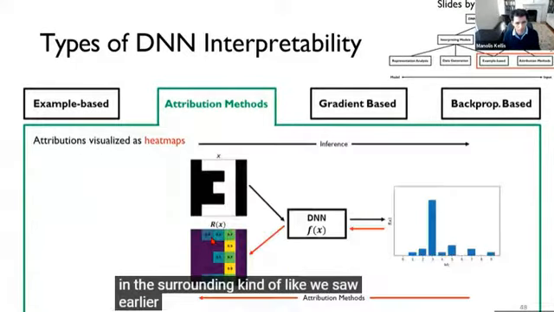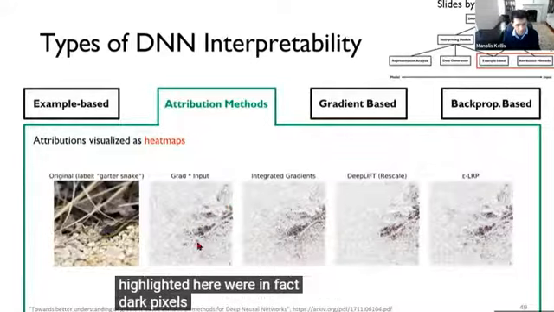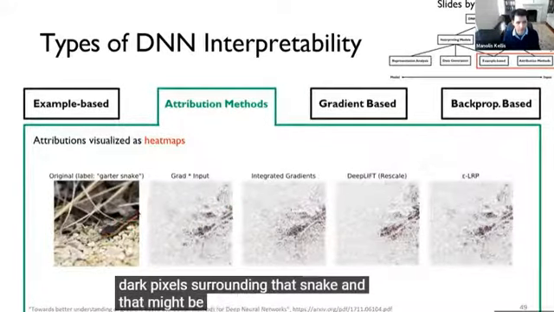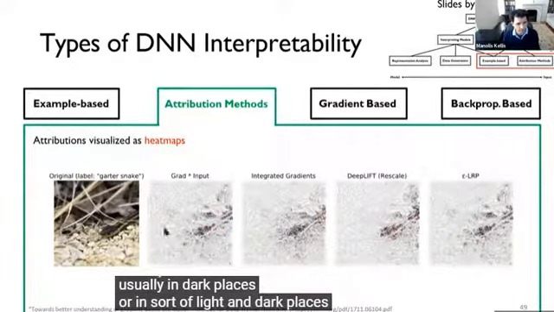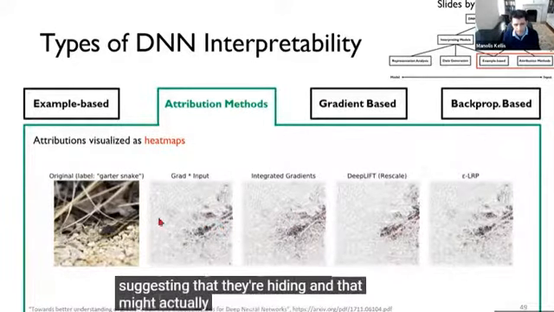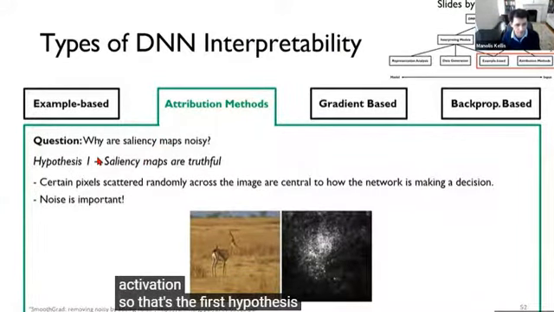Kind of like we saw earlier, the pixels that were actually being highlighted here were in fact dark pixels surrounding that snake. And that might be because we see snakes usually in dark places or in sort of light and dark places, suggesting that they're hiding. And that might actually be part of that activation. So that's the first hypothesis.